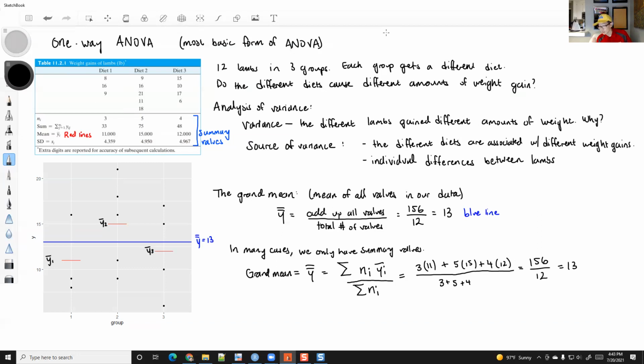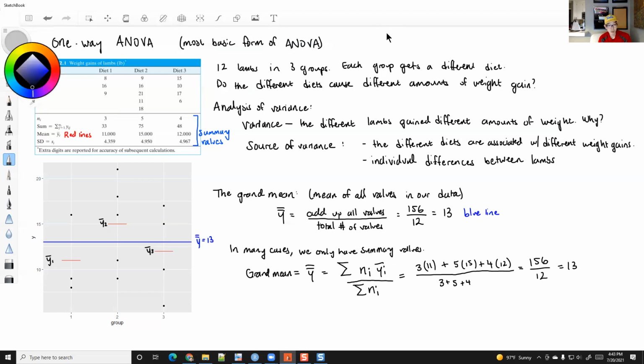But this is just the idea that you might not have the raw values, which is often the case, because when you look at a study, they might have hundreds of observations, and they don't want to print out the whole table of every single observation that they recorded. So they might just show some kind of summary values, okay? And in that case, you can still get the grand mean by doing Y double bar, okay?